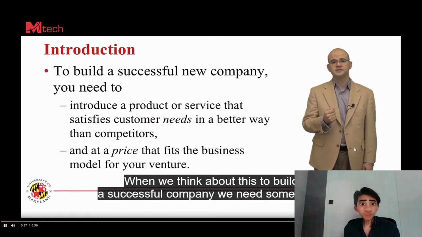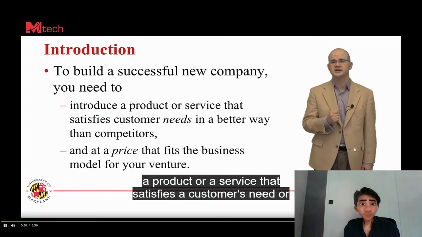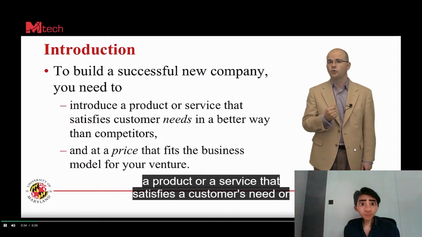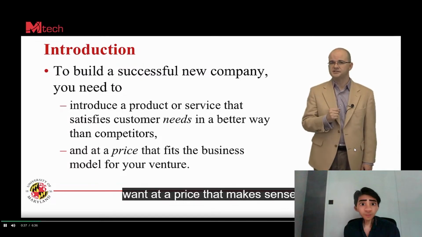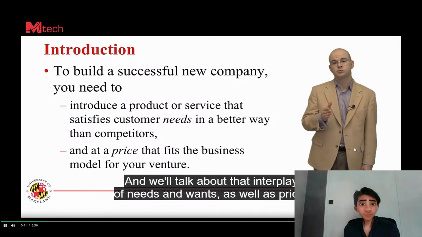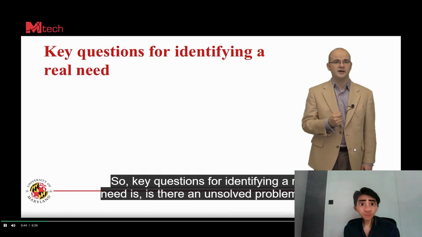When we think about this, to build a successful company, we need something, a product or a service, that satisfies the customer's need or want at a price that makes sense. And we'll talk about that interplay of needs and wants as well as price. So key questions for identifying a real need.